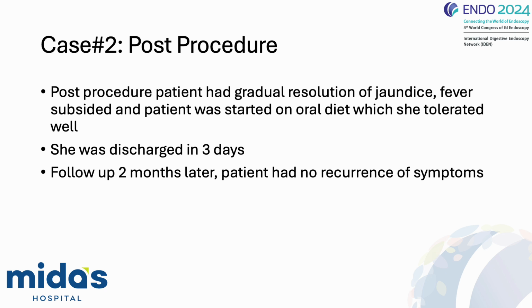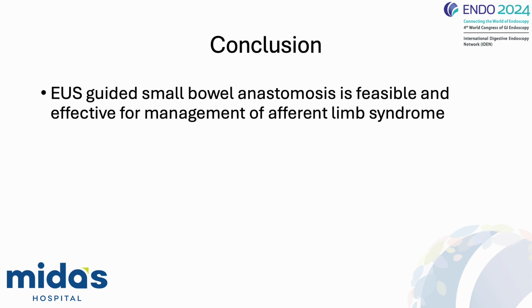Post-procedure, the patient had gradual resolution of jaundice, fever subsided, and she was started on an oral diet, which she tolerated well. She was discharged in 3 days. At follow-up 2 months later, the patient had no recurrence of symptoms. EUS guided small bowel anastomosis is feasible and effective for management of afferent limb syndrome.